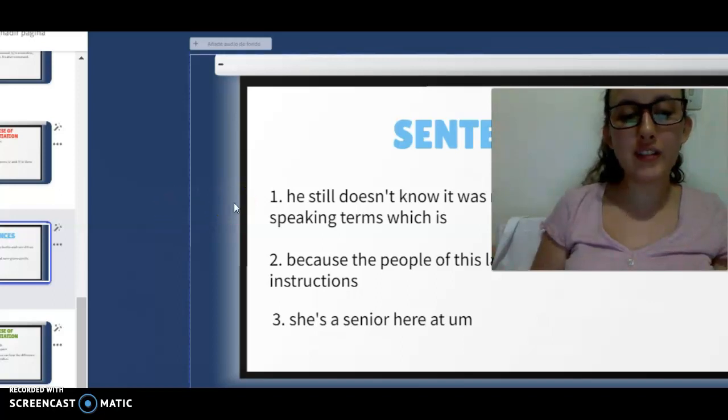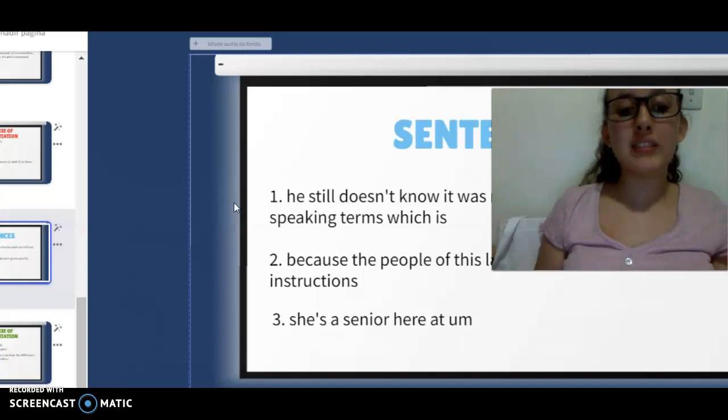Here are the three sentences. He still dances with it was me, but he and it are still on speaking terms, which is because the people of this line were given specific instructions. She is a senior at home.